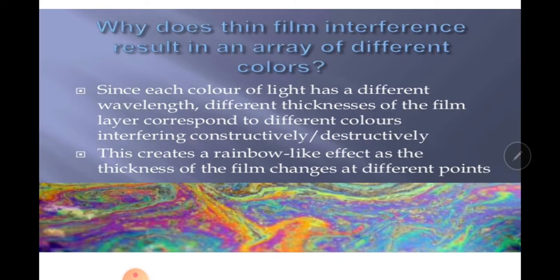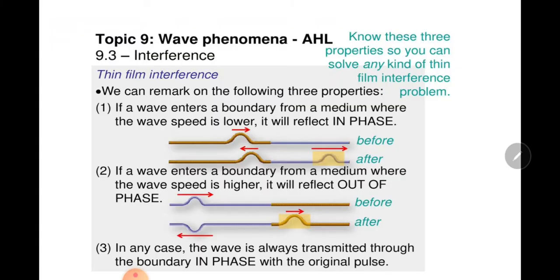Why does thin film interference result in an array of different colors? Since each color of light has a different wavelength, different thicknesses of the film layers correspond to different colors, interfering constructively or destructively. This creates a rainbow-like effect as the thickness of the film changes at different points. Thickness is not uniform, so different lights will interfere or respond in different ways.